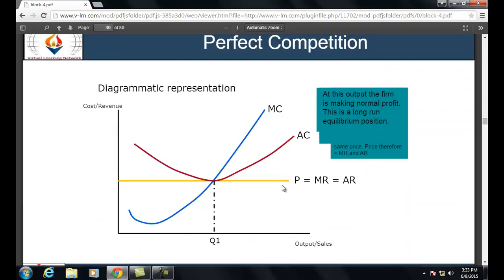Now perfect competition. This is the diagram of perfect competition. The price is determined at this level. The yellow line represents the price of the product, which remains constant at every level of output, and it is equal to the marginal revenue and equal to the average revenue. Then the blue line indicates the marginal cost and the red line indicates the average cost. At this output the firm is making normal profit. This is a long run equilibrium position. Same price, therefore MR equals AR.